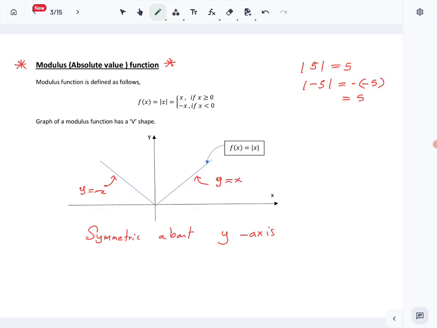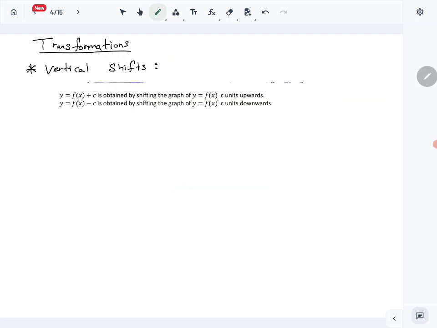Right. Okay. So now we have discussed 4 types of functions and their graphs. Now we want to modify these graphs. Modification is called transformations. So transformations means you modify the function to get different functions. Right. So first we are going to discuss 5 types of transformations. The first type is called vertical shifts. Right. So this is what is going to happen.